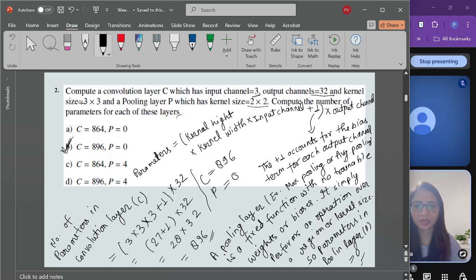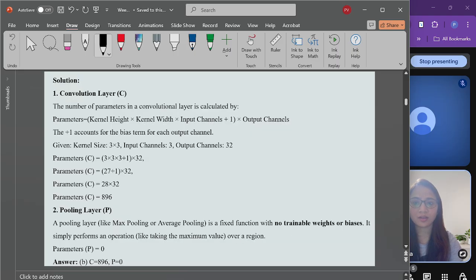So have you understood this question? I hope all of you have understood this question. And here I have also added the detailed solution so you can see it later.